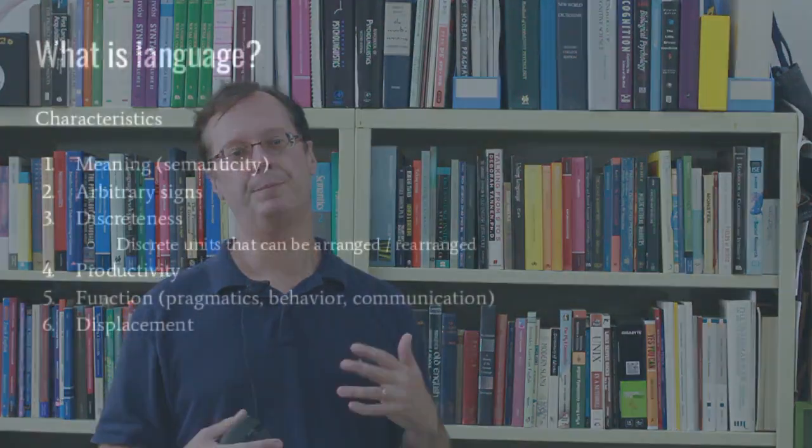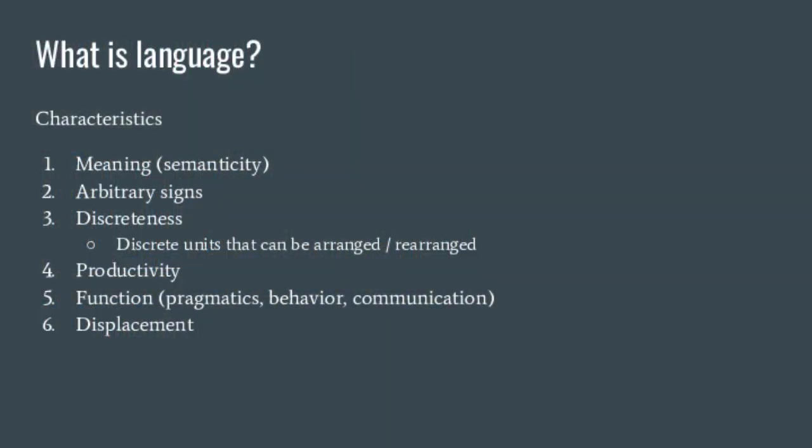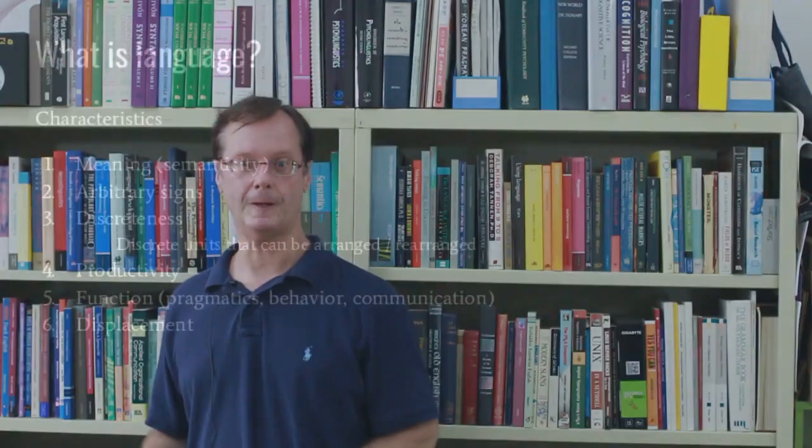Displacement. We can talk about things out of context. So your dog might tell you this food is good when it's eating right now, but can your dog tell you, oh, I enjoyed last night's dinner? Can your dog tell you that? Or last night's dinner was too salty. Your dog can't tell you about something that's out of context, out of place and out of time.